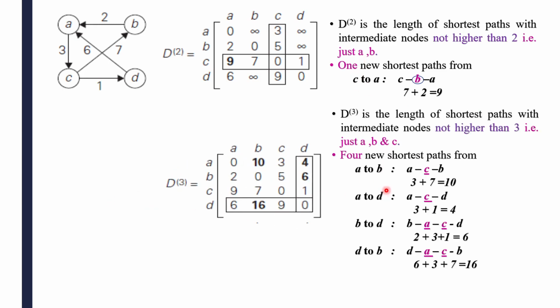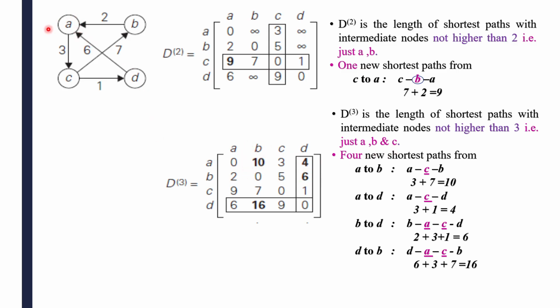Next, I'll take three intermediate nodes. What are those? A, B, C. If I take three intermediate nodes, then I'll get four new shortest paths here. You have to check and verify based on that. I know the answer, that's why I directly wrote four new shortest paths here. You check how many possible paths you will get with the help of A, B, C as intermediate nodes, and modify accordingly.